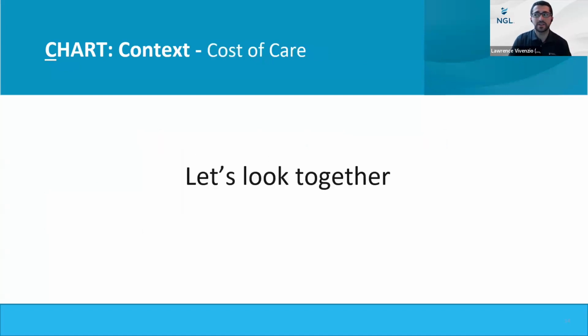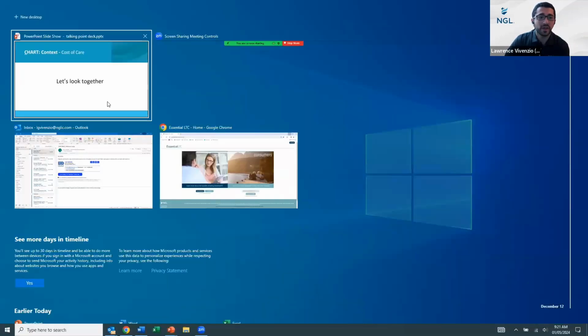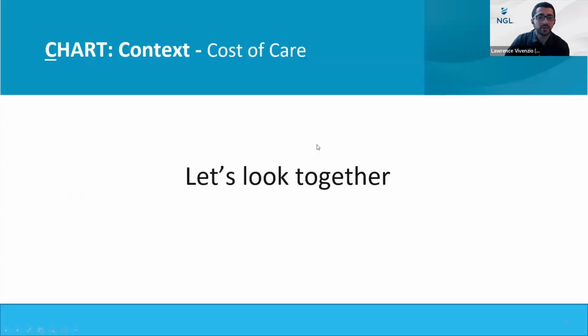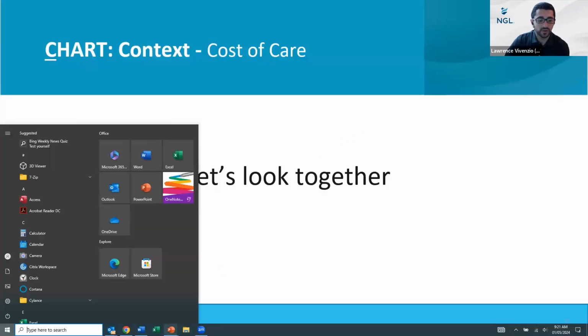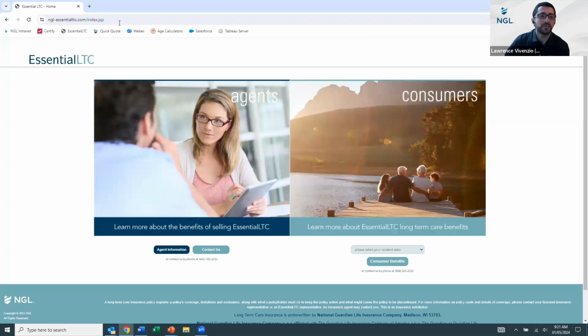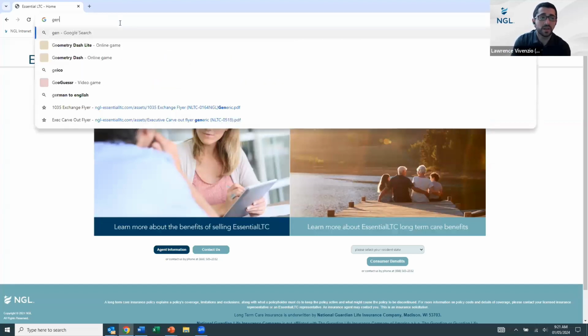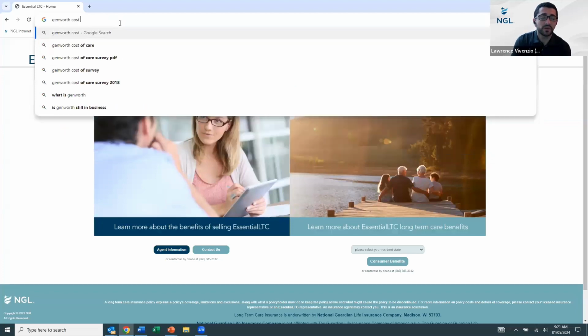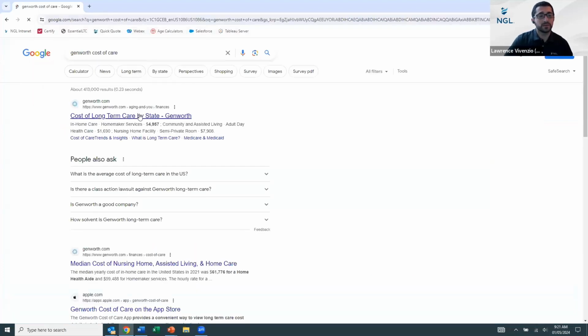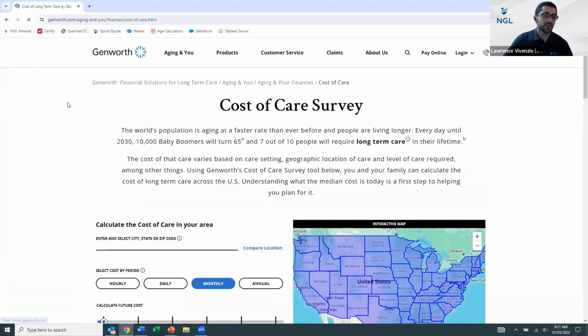So you need to establish that context. And there's one other piece of context, and that's getting into what does and doesn't cover it and what this stuff costs. So when I say, hey, cost of care, let's look together. I want to talk a little bit about a tool that I think you'll all find quite helpful. It's a cost of care calculator. And quite honestly, there's a carrier out there who I still think they're not currently selling long-term care insurance, but they have a great cost of care calculator.